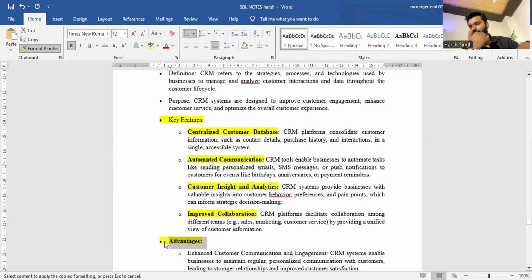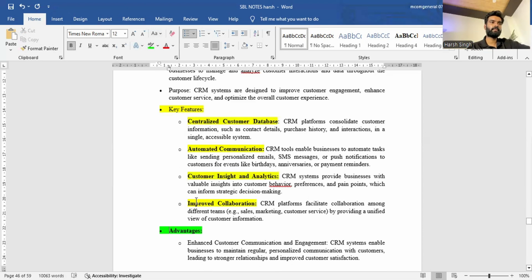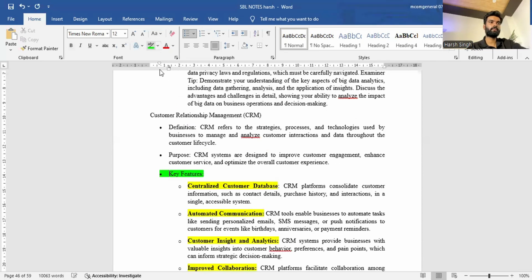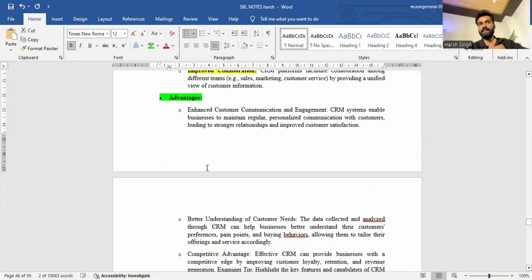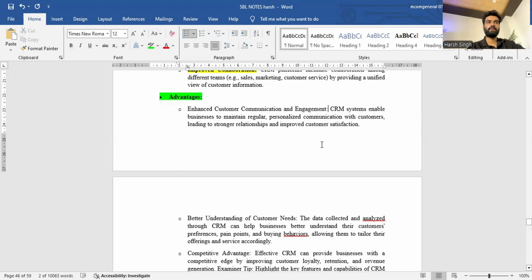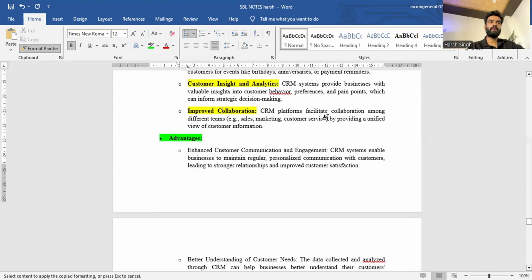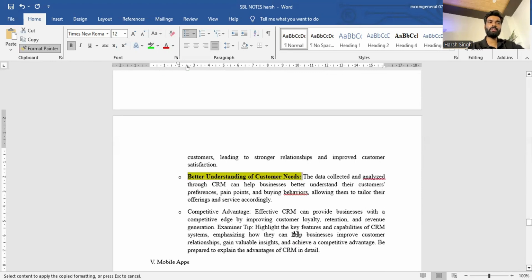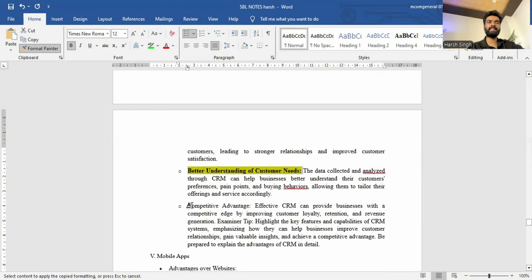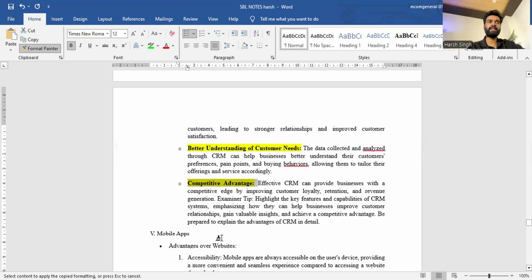Now, what are the advantages and disadvantages? Advantages: better communication and engagement with the customers of the company. Now everything is automated. Customers will get the messages and timely updates on their own. You don't have to worry about texting people or sending messages to each and every one. Everything is automated these days.